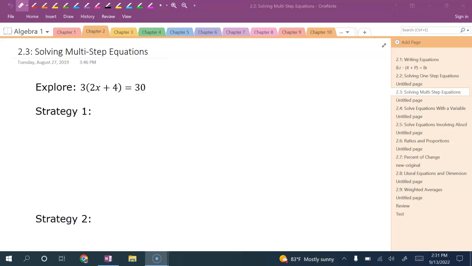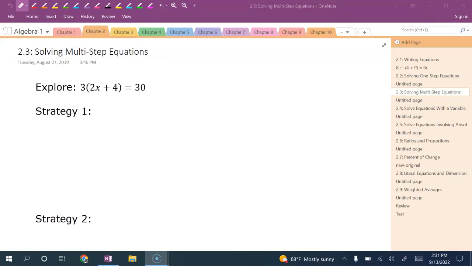Chapter 2, Section 3 is solving multi-step equations. So we're taking this a step further than what we did in Section 2. Section 2 was dealing with one-step equations where we added or subtracted or multiplied or divided. Now we're going to start combining some of those things.